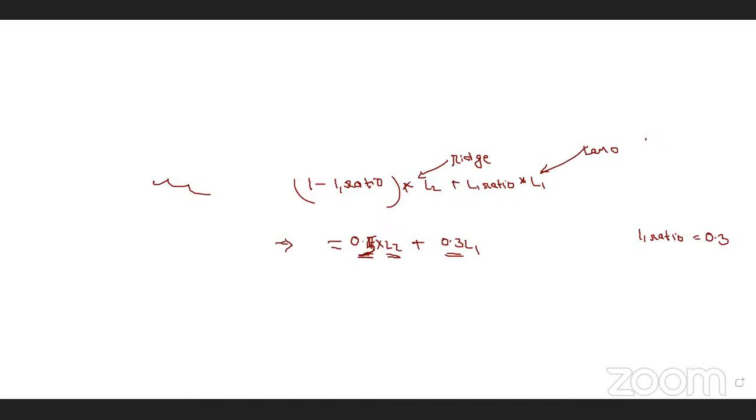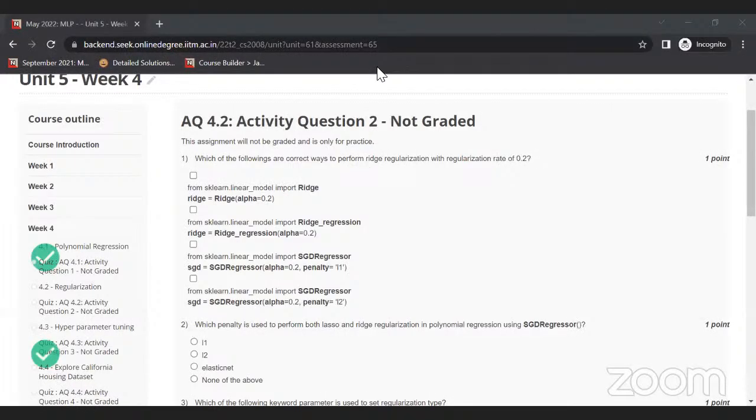Let's come to these questions. I'll ask the question later. Which of the following are correct ways to perform regression with the regularization rate of 0.2? Which one do you think is the correct one?